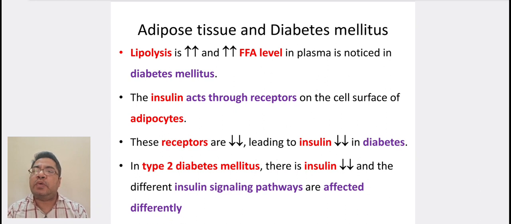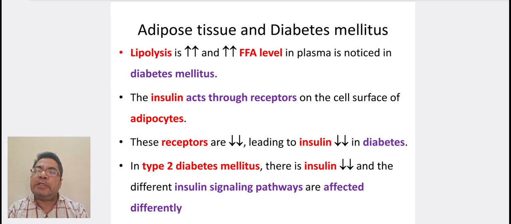Coming to adipose tissue and diabetes mellitus, lipolysis is increased and increased free fatty acid level in plasma is noticed in diabetes mellitus. The insulin acts through receptors on the cell surface of adipocytes. The receptors are decreased, leading to insulin resistance in diabetes mellitus.